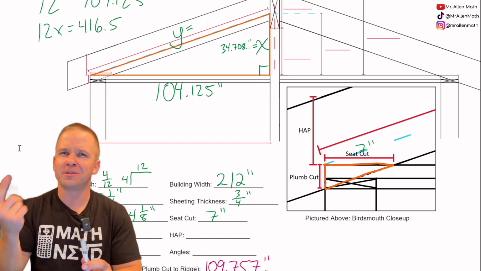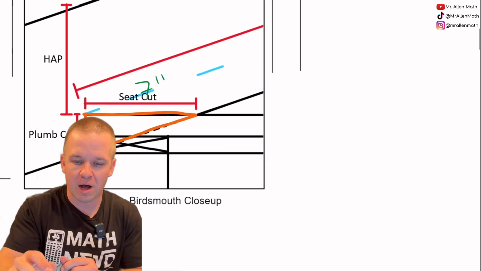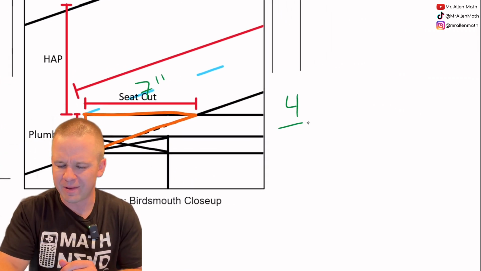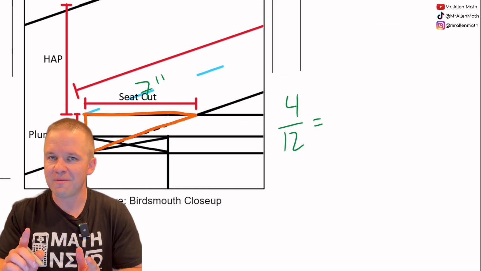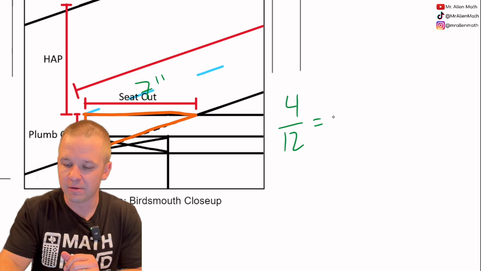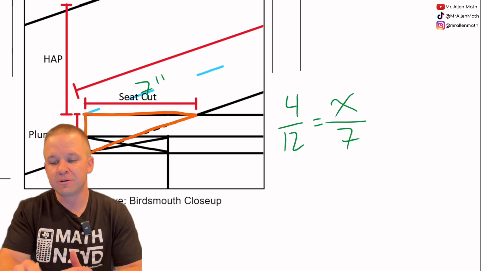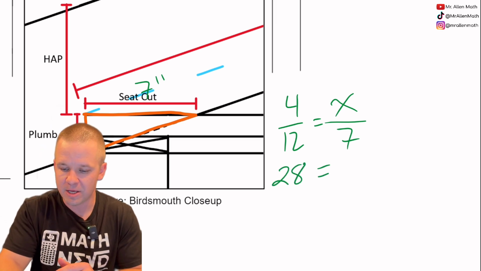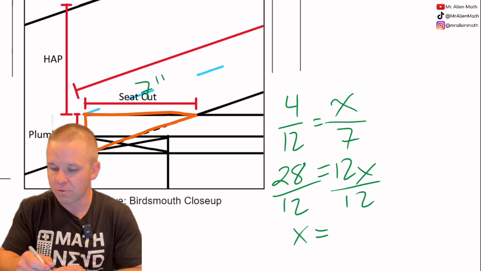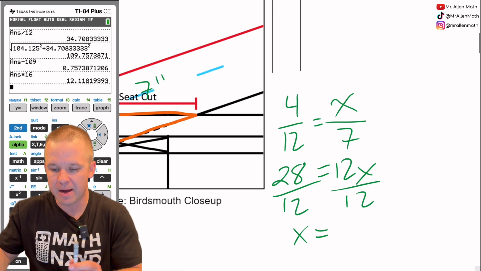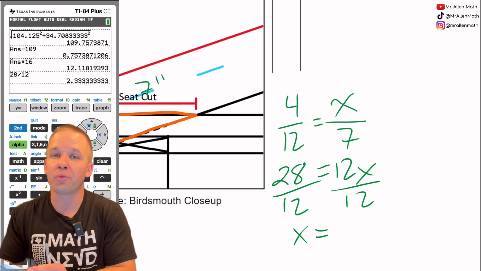4/12, meaning my rise is 4, my run is 12. Let's set up a little proportion action here. 4/12 for this one, for all of them, equals, now, what's my 7? Is that my rise or my run? That is my run. So I'll use x again because we're over here in this other spot, x over 7. So 4 times 7 is 28 equals 12x. Divide by 12, and we get x equals, now I need my calculator. Let's pop it back up. 28 divided by 12. We get 2.3 repeating.